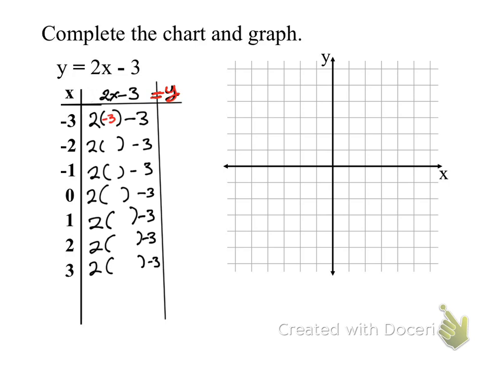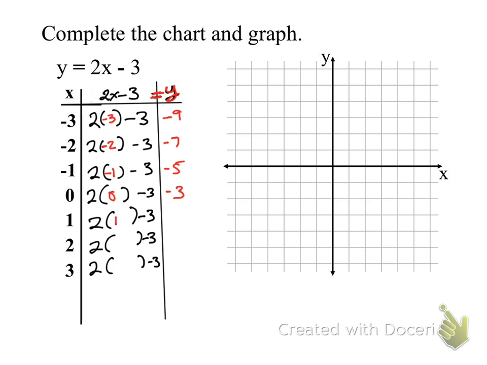So 2 times negative 3 is what? Negative 6 minus 3 is? Negative 9. Oh, times negative 2, sorry. So times negative 2. It's negative 4 minus 3 is negative 7. 2 times negative 1. It's negative 2 minus 3 is negative 5. 2 times 0. It's negative 3.